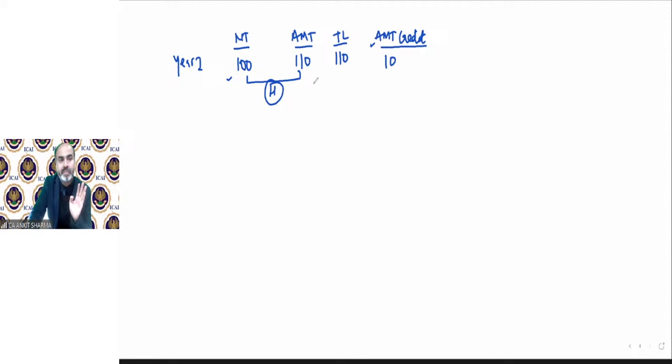Suppose in year two, our normal tax liability is 100 and AMT is 120. What will be my tax liability? Again, higher. How much do I need to pay to the income tax department? 120. So can you tell me what will be the AMT credit now for this year?